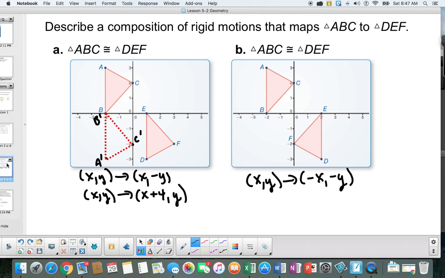Now here are the answers. I went ahead and drew the reflection a little better, and here is the reflection rule, and then here's the translation rule. And this one just needed one rule. It was the 180-degree rotation.